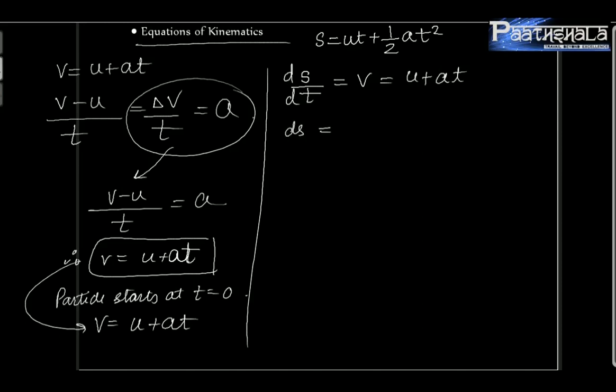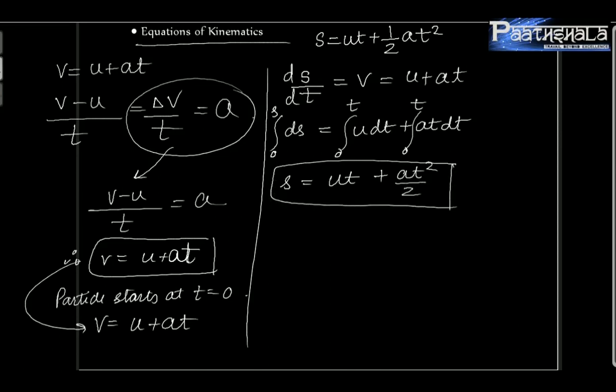So if I put ds is equal to u dt plus at dt, and I integrate this, this is from 0 to s, this is from 0 to t, this is also from 0 to t. The integration of ds just gives me s, the integration of u dt gives me ut, and the integration of at dt gives me at square by 2. That gives me the second equation. The third equation is just obtained by eliminating t from equation number 1 and 2.